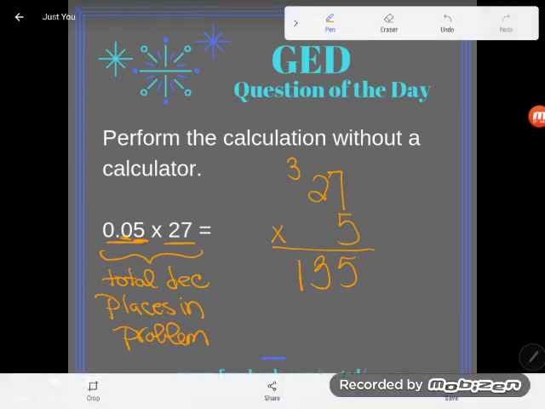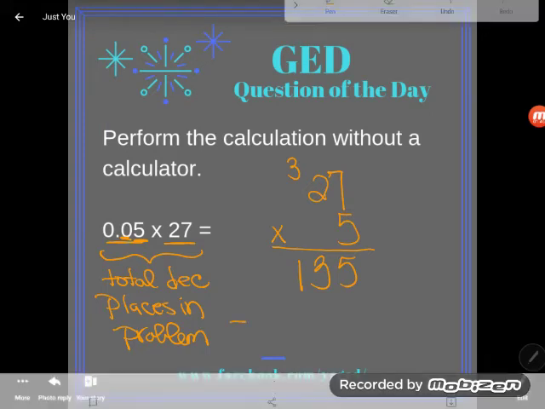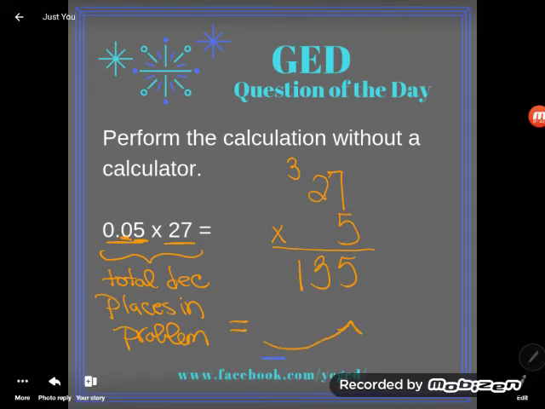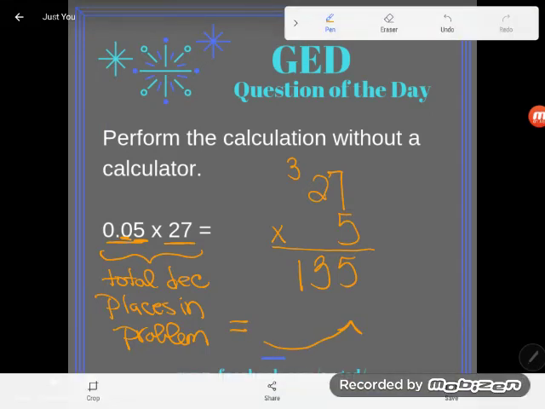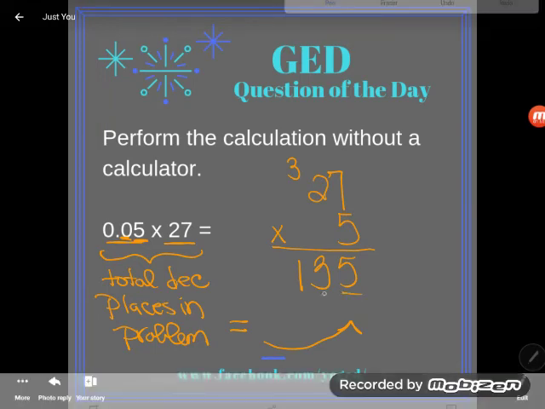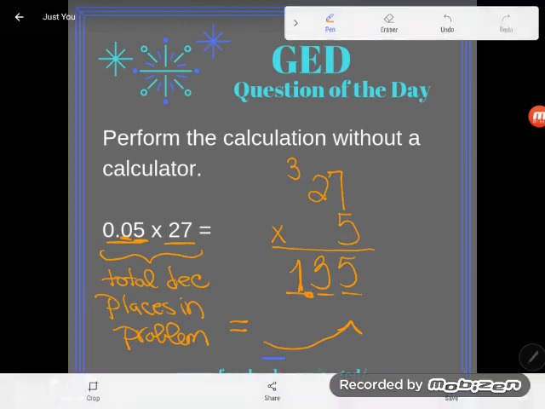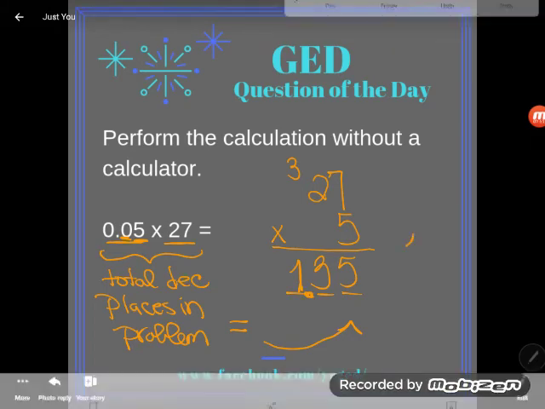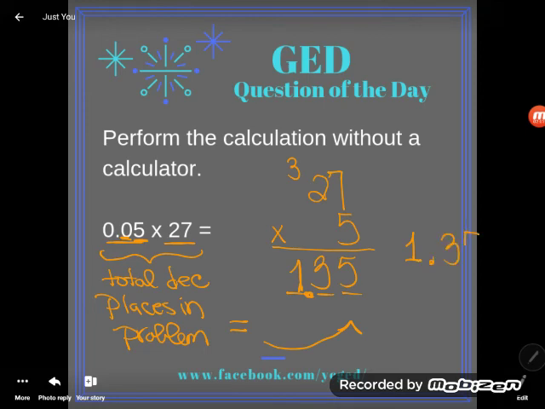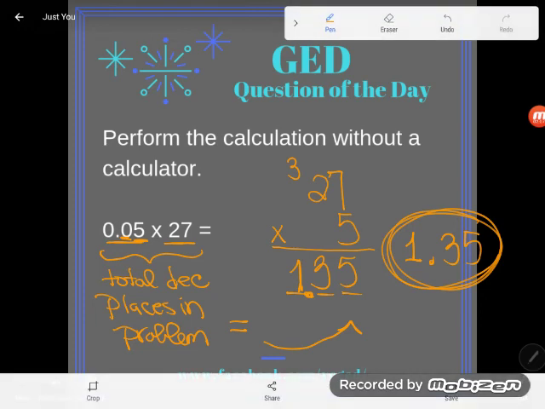The total number of decimal places in the problem should be equal to the total number of decimal places in the answer. So let's start with this answer here and come from the back side and go 1, 2, and put in that decimal. So I end up with 2 decimal places. So 27 times 0.05 is just 1.35. Decimal places accumulate. And that is the final answer there.